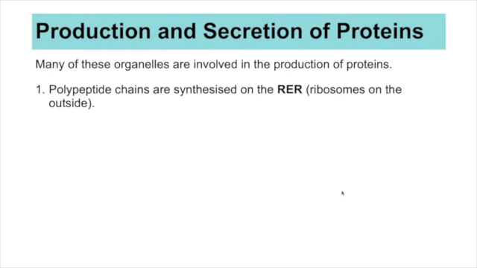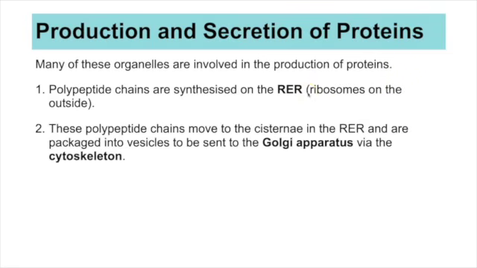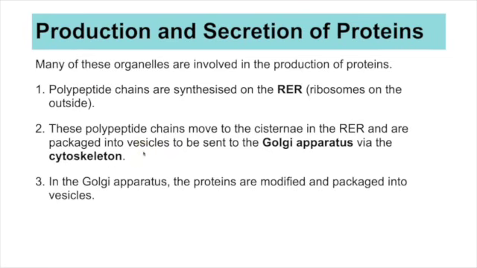So let's summarise that. Number 1, the polypeptide chains are synthesized on the rough endoplasmic reticulum, or you could say the ribosomes, because those are found on the outside. Those polypeptide chains move to the cisternae in the RER, and they get folded and packaged into vesicles to be sent to the Golgi apparatus for further modification. Now they have to move through the cytoskeleton to get to that Golgi apparatus.